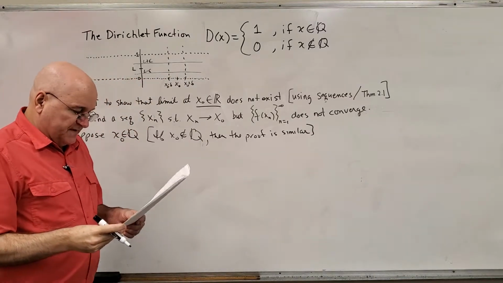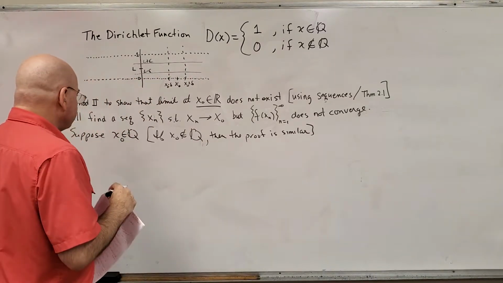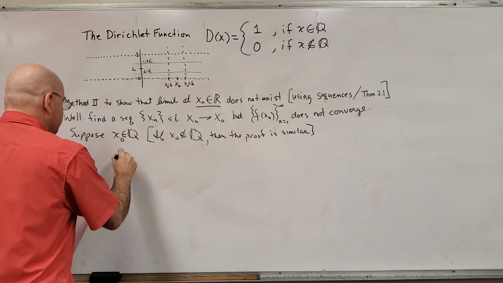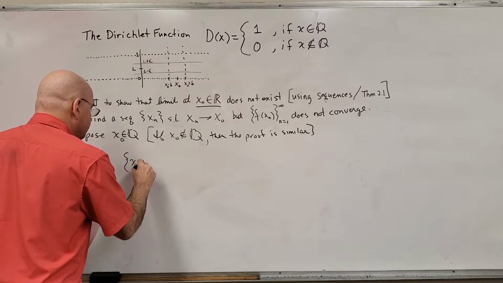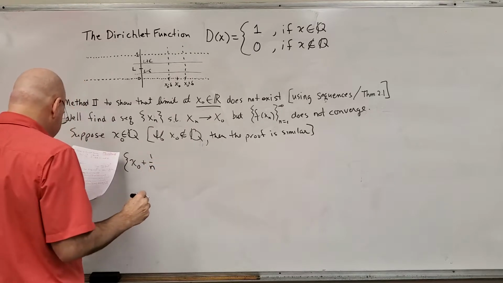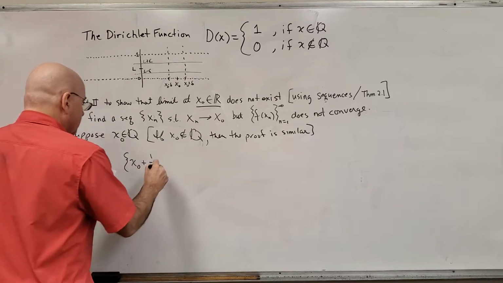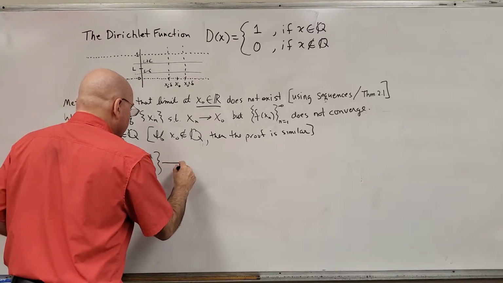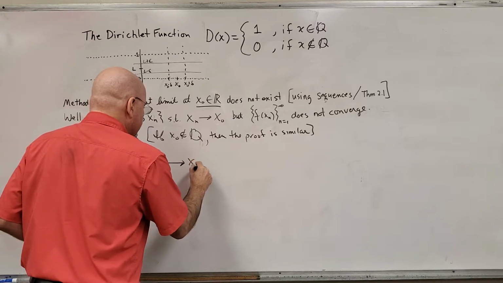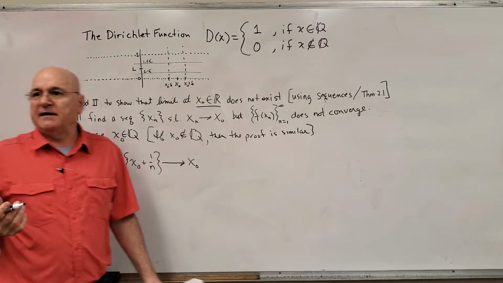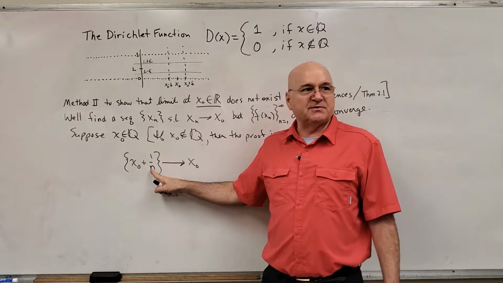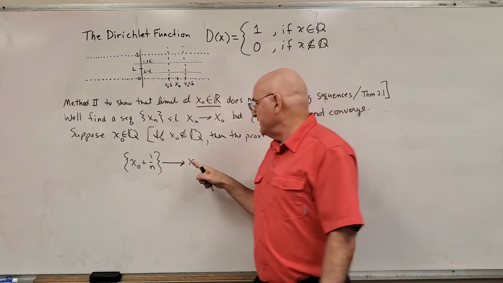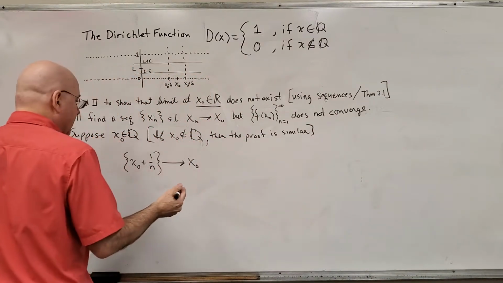So I'm going to come up with a sequence, and let's just write it down. x naught plus 1 over n. That sequence converges to x naught, obviously, right? We're adding a number to it that decreases to 0 as n goes to infinity. So this converges to x naught.